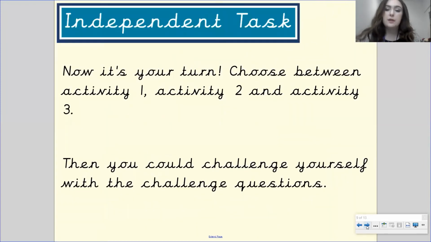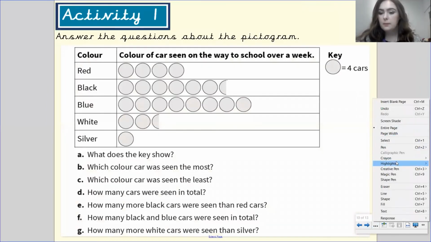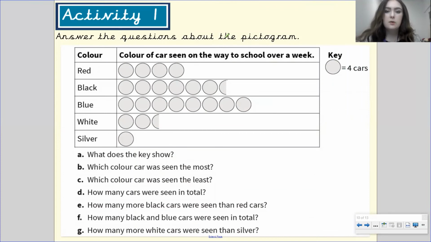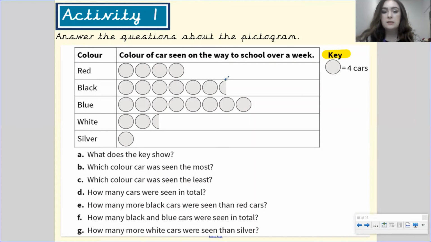Okay, now it's your turn. You need to choose between activity 1, activity 2, and activity 3, and then you can challenge yourself further with the challenge questions. So, activity number 1. Answer the questions about the pictogram. Again, look at your key. That's the first thing you need to do. So for every circle you see, you know it represents 4 cars, which means if you see a half circle like this, it's going to represent 2 cars.